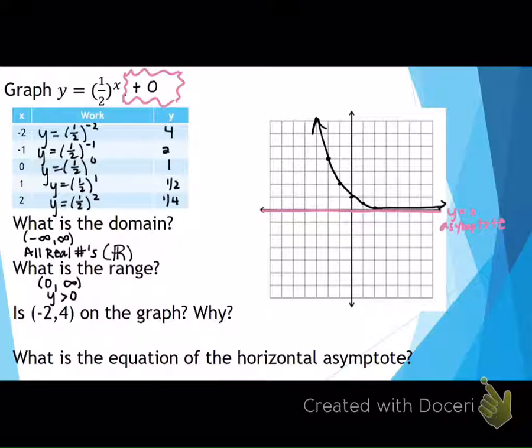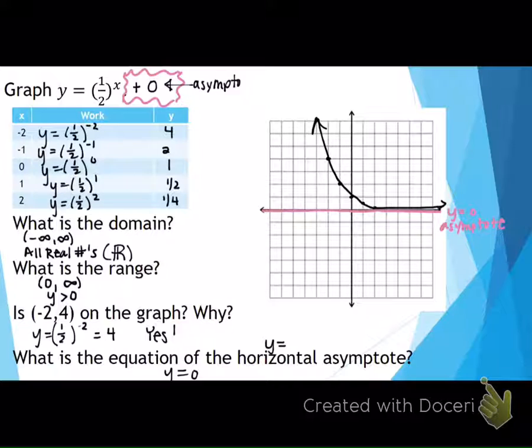Is (-2, 4) on the graph? That does equal 4, right? Yeah. So that's true, so that is on our graph. What is the equation of the horizontal asymptote? We've already written it on this piece of paper. What is our equation, Riley? Horizontal lines are always y equals 0. And in this case, it's y equals 0 because we find our asymptote up here.